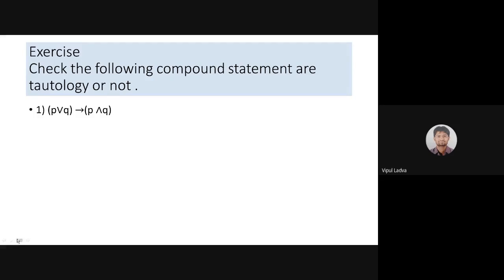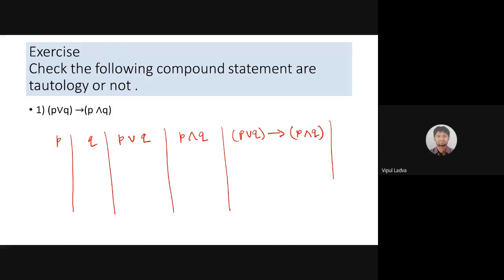So your columns will be like this. Your columns will be in this order: P, then after Q, then after disjunction, then after conjunction of both that, then the conditional statement between both this, P or Q, then P and Q. You need to check what will be the truth value of the last column.